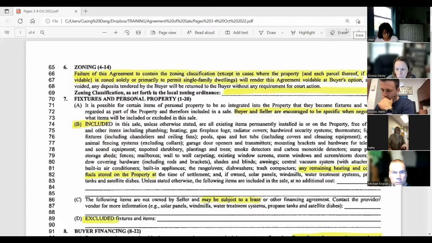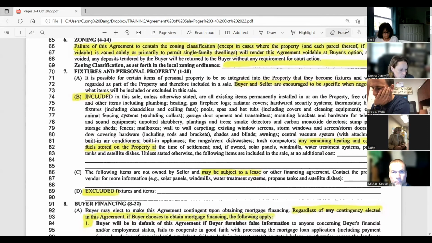Fixtures and personal property. A, it is possible for certain items of personal property to be so integrated into the property that they become fixtures and will be regarded as part of the property and therefore included in the sale. Buyer and seller are encouraged to be specific when negotiating what items are to remain or excluded. So part B gives us a list of items that are included, okay? Get to know these items. Just go through it real quick.